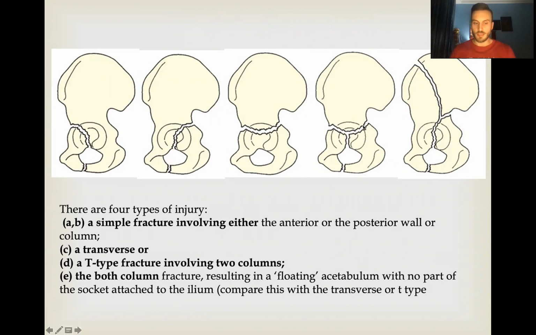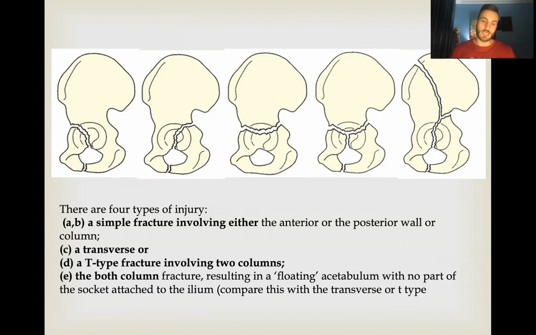If you go back, you can see this is a T-type fracture, which involves two columns, the anterior and posterior, and you have another line, so it's called a T fracture. This is a fracture that's involving both columns, the posterior column, the anterior column, and the acetabulum. So it's either anterior wall, posterior wall, T fracture, or both column fracture. So it's important to describe the fracture.